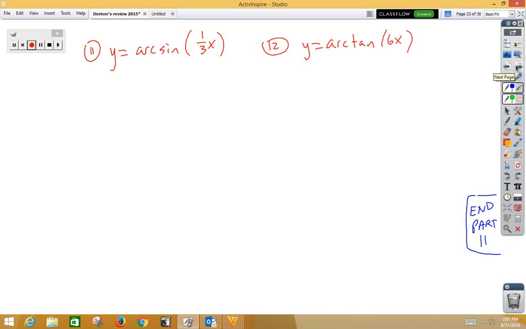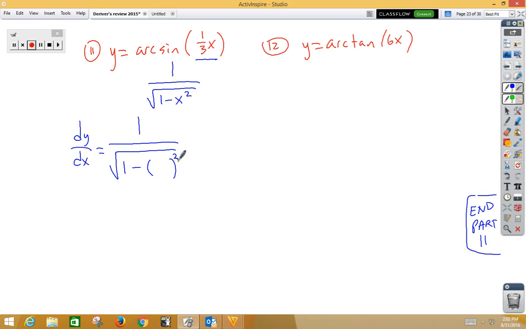In problem 11, we have inverse sine and we have a chain rule with a fraction on the inside. So remember, the derivative of inverse sine is 1 over root 1 minus x squared. So dy dx is equal to the derivative of the outside, 1 over root 1 minus something squared. Don't change the inside, so bring down the 1/3 x. Multiply by the derivative of the inside, which is a 1/3.